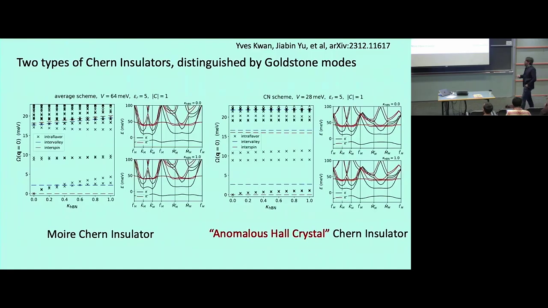So what I wanted to show is the difference between the Moiré Chern insulator and the anomalous Hall crystal. And this is just the difference in the interaction. You can see the Moiré Chern insulator has the phonon collective modes, and this is something that Raquel asked yesterday, gapped very, very heavily, and then the anomalous Hall crystal has the phonon collective modes gapped a bit weakly just by the Moiré.